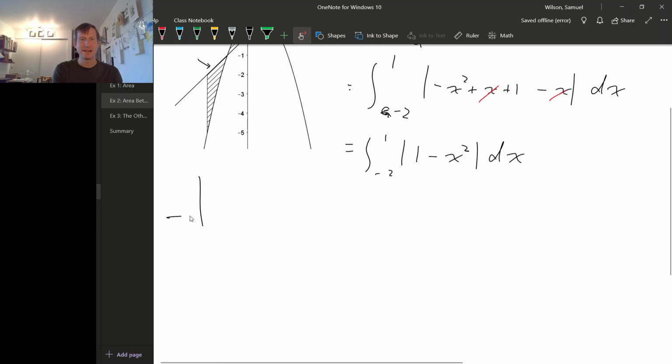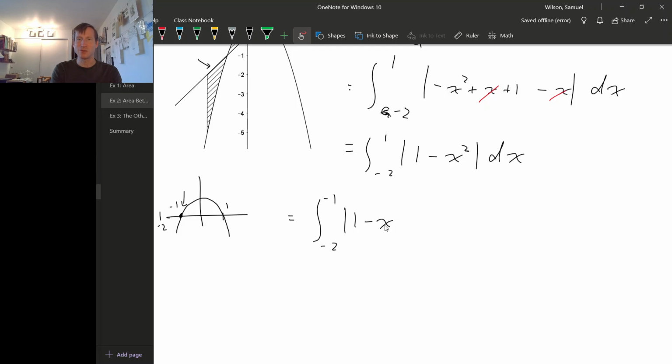So just to have a picture in our mind, let's graph 1 minus x squared. It looks like this. And it crosses the x-axis at -1 and +1. So right, our integral is going from -2 up to +1. So it looks like we need to split up this integral at -1. So we'll integrate from -2 to -1, absolute value of 1 minus x squared dx, plus the integral from -1 to 1 of absolute value of 1 minus x squared.